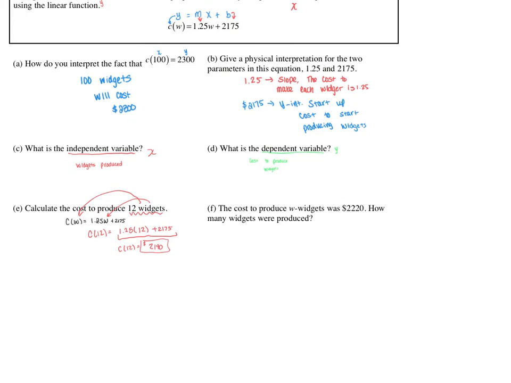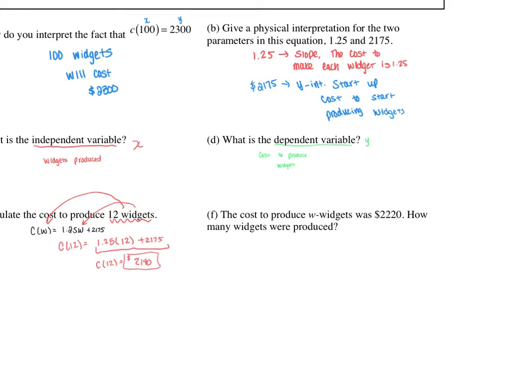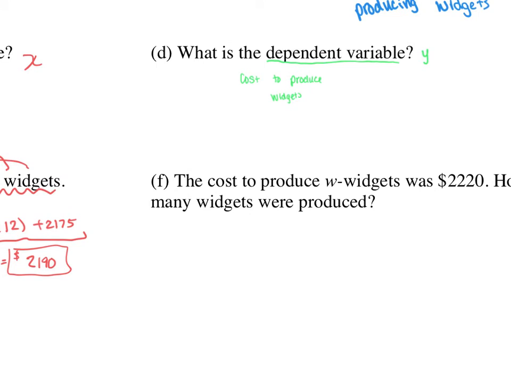Part F. The cost to produce W widgets was $2,220. How many widgets were produced? So in this case, I don't know the amount of widgets that were produced. So I'm going to rewrite my equation, or my function. So C of W equals 1.25W plus 2175.